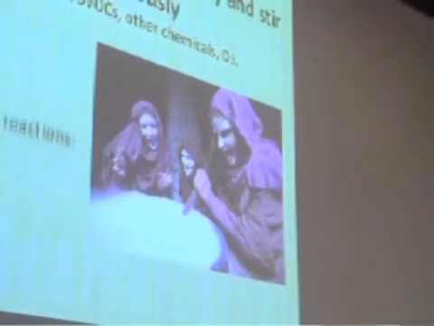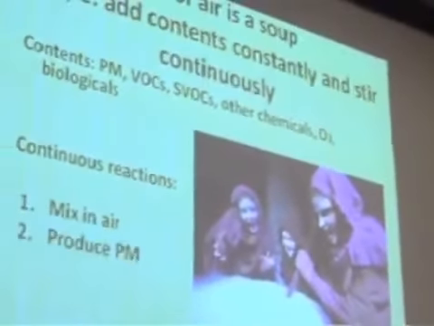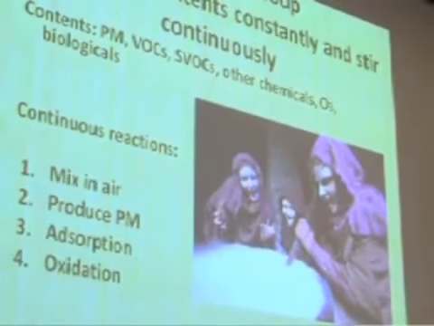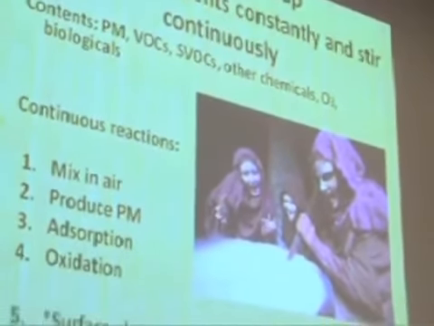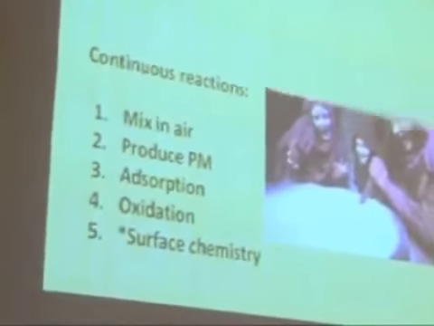You mix them in the air, they're producing particulate matter, they're absorbing to each other, they're being oxidized by ozone, and there's this thing called surface chemistry. So what's surface chemistry? Well, when I went to high school, you put stuff in a test tube in chemistry, you put in substance A, you put in substance B, and then you heated it up so that the molecules would start moving around like crazy and bang into each other. And therefore, they were more likely to create a new substance, and hopefully it didn't blow up.